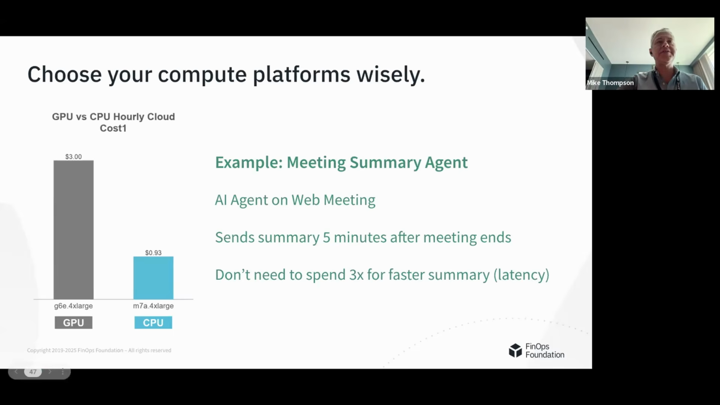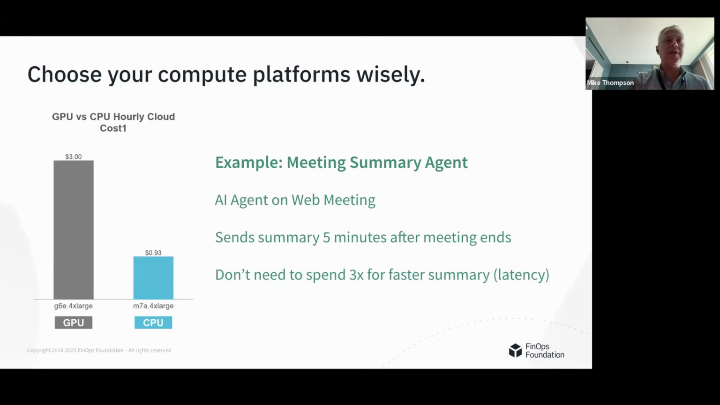Okay, and so here's an example of that. In this example, we're a meeting summary agent. I don't know how many people on the call here have experienced having an AI agent join a call like this, listen in, and then 5 minutes after your meeting's over, it sends you a meeting summary. That's a meeting summary agent.